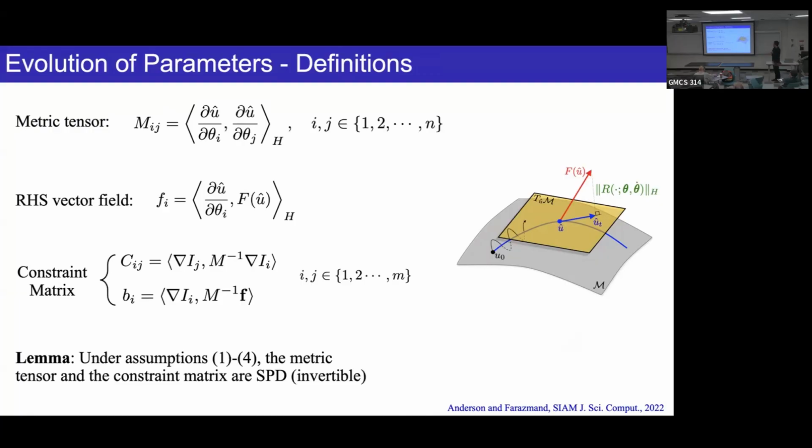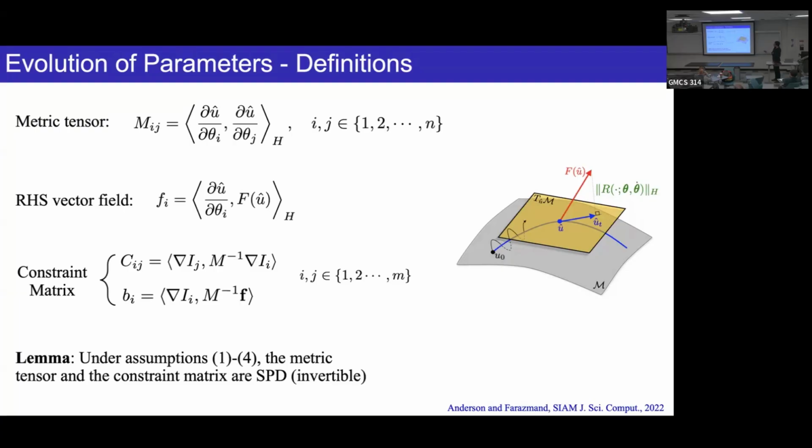Okay, so with those assumptions, let me introduce a little bit more notation on this slide for me to be able to state the main result. I introduced the metric tensor, which is the inner product of the partial derivatives of my approximate solution with respect to parameters. You can see by inspection that it's a symmetric matrix, and in fact, it's positive definite under the three assumptions that I had on the previous page.